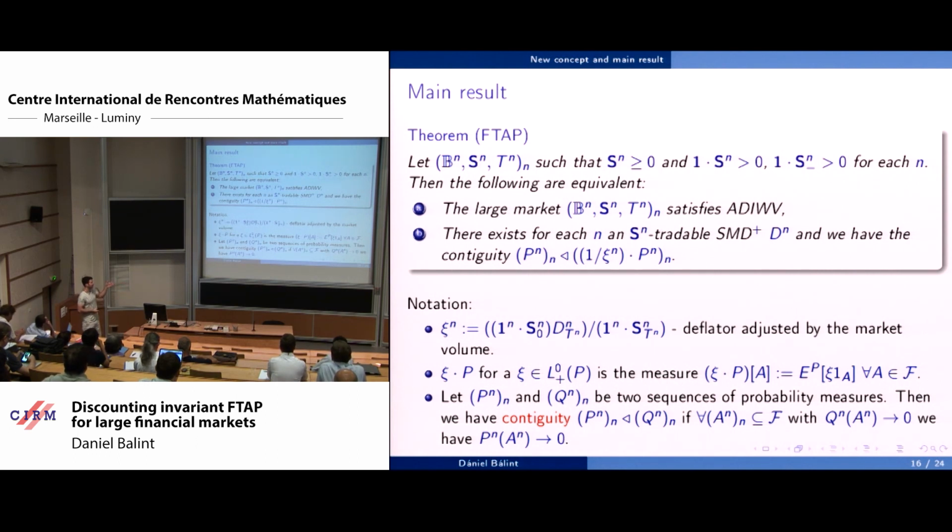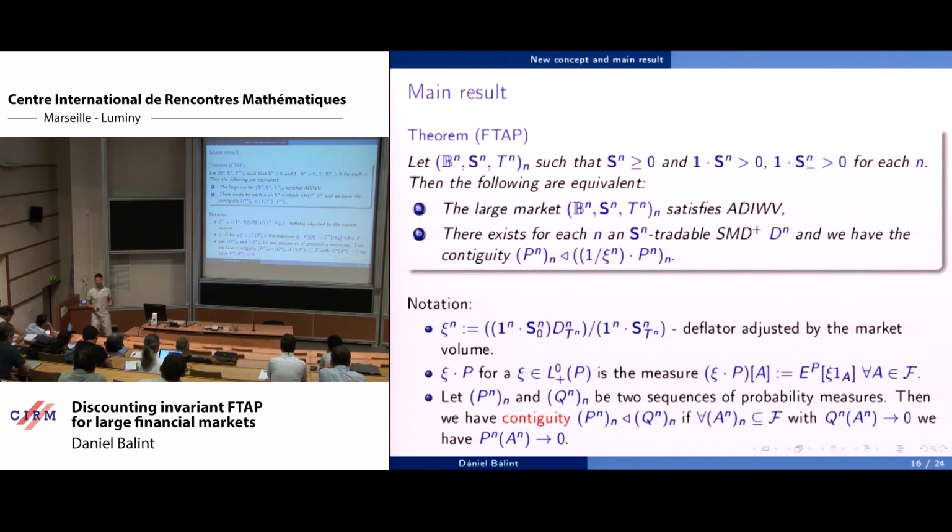Now, in order to understand more precisely what this second dual condition means, we introduce these notions. Psi, we could call it a deflator adjusted by the market volume. It's the initial volume of the market times the final value of the deflator, divided by the terminal volume of the whole market. Psi is then a random variable, and we can define a measure psi times P in this simple way. Exactly this measure we have here above.